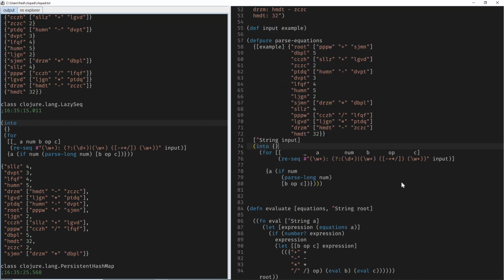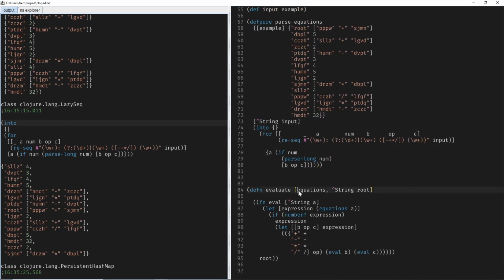Then here we have an evaluate function, given a bunch of equations and some arbitrary root. For part 1, that's the literal root. We want to evaluate it. So here we define a function that is able to evaluate recursively. Given any left-hand side of an equation, any string A, we first ask inside the map, what's the right-hand side of that? And then we ask, is the right-hand side a number? Then we're already done. That's the result, nothing else to do.